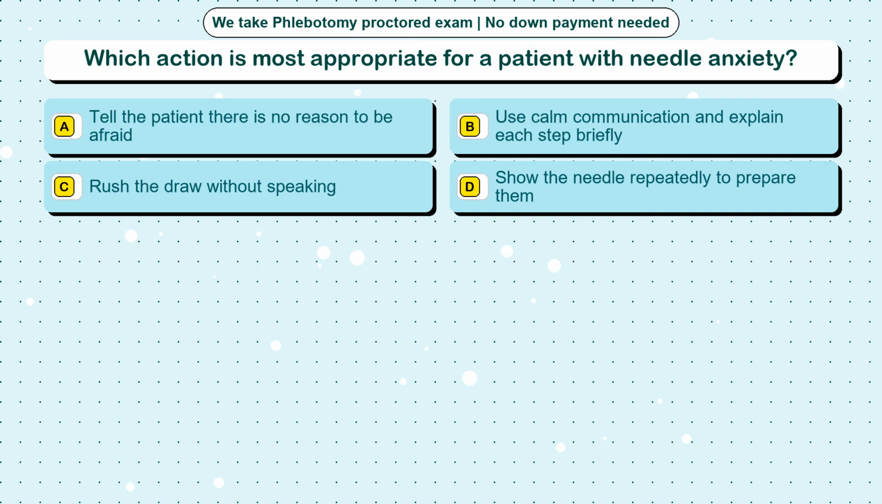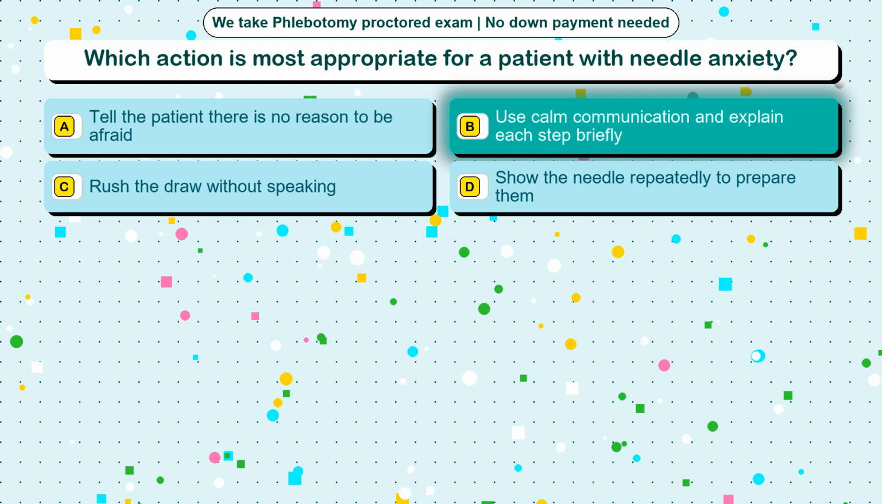Question 93. Which action is most appropriate for a patient with needle anxiety? Option A. Tell the patient there is no reason to be afraid. Option B. Use calm communication and explain each step briefly. Option C. Rush the draw without speaking. Option D. Show the needle repeatedly to prepare them.